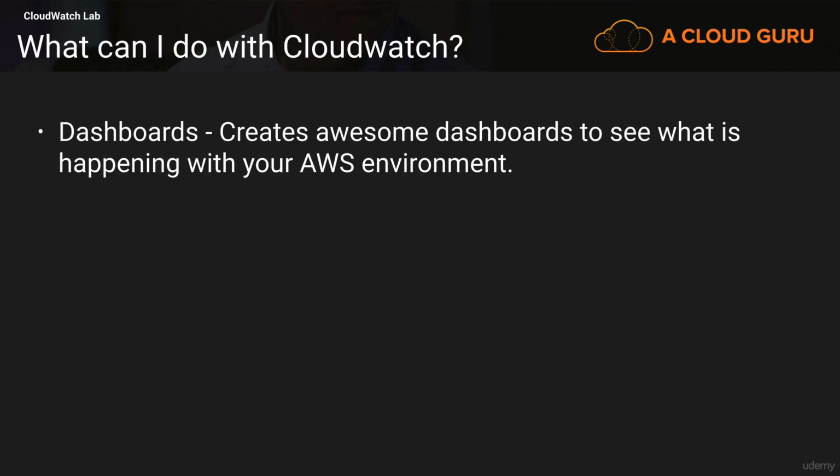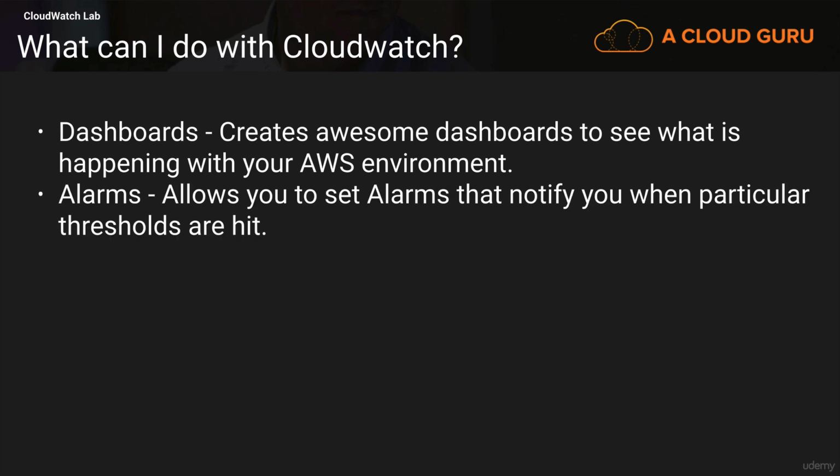So what can you do with CloudWatch? Well, you get your dashboards, so you can create those awesome dashboards with all the different widgets and see what's happening in your AWS environment. You can create alarms, so these alarms can notify you when particular thresholds are hit. You can also use those alarms for auto-scaling events.